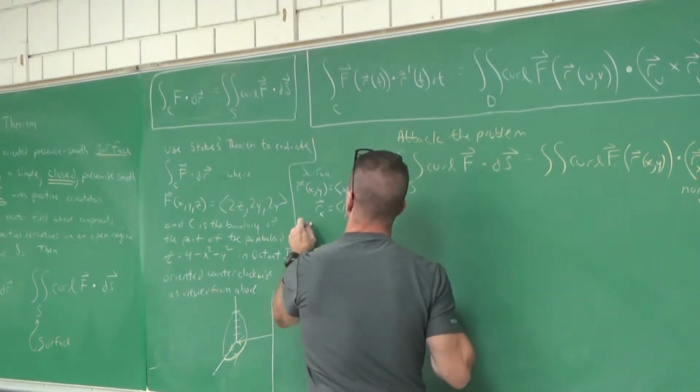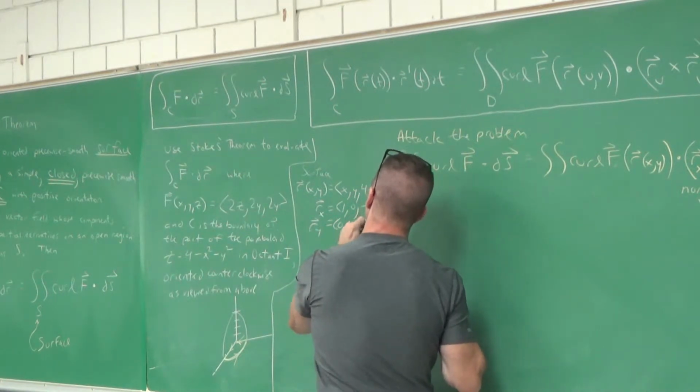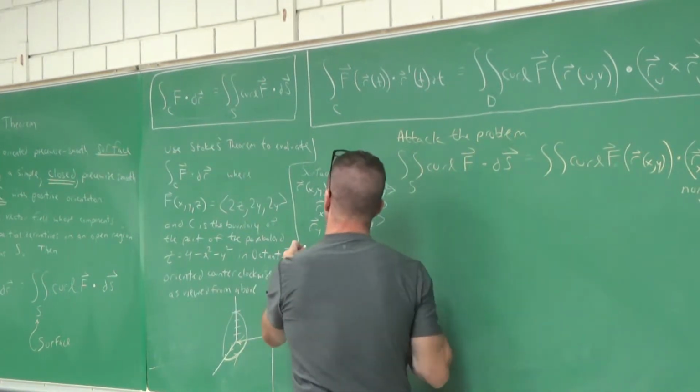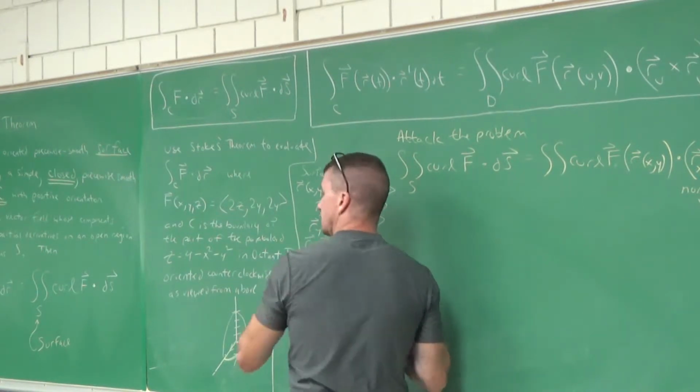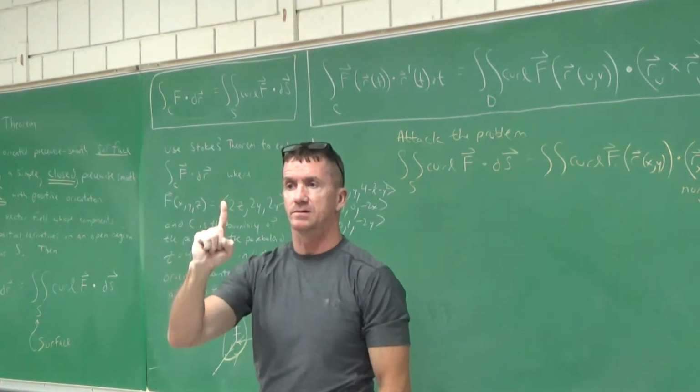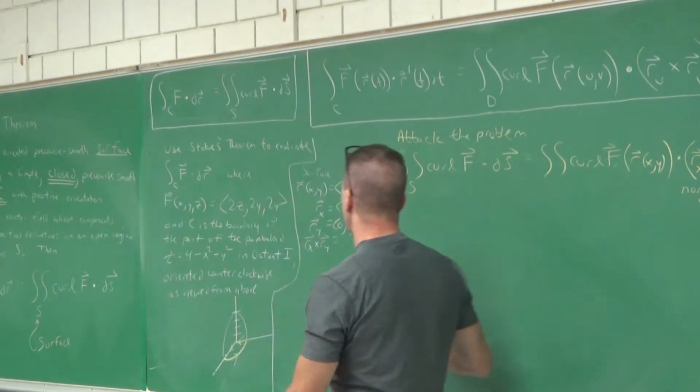1, 0, and -2x. What's Ry? 0, 1, and -2y. And what's Rx cross Ry? We're just going to make sure the normal vector is pointed upward. That means for positive orientation. What do you get?